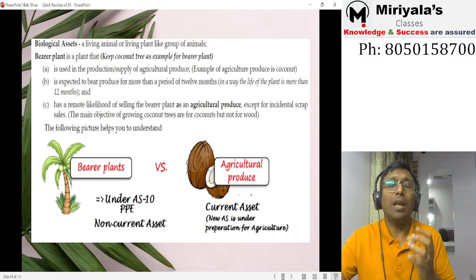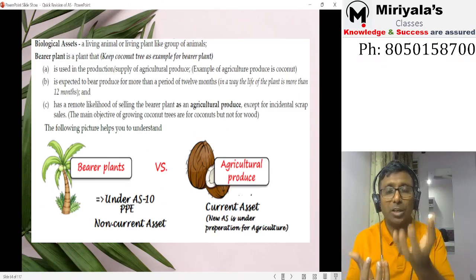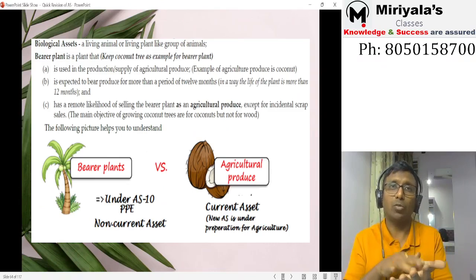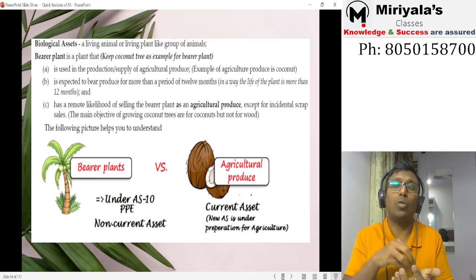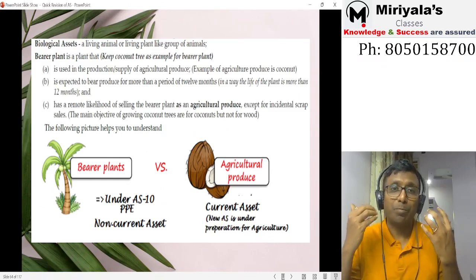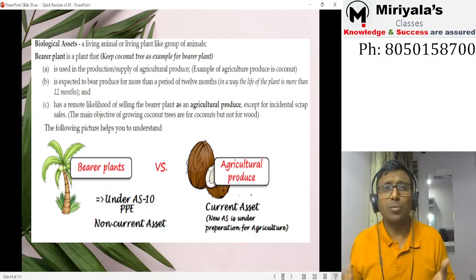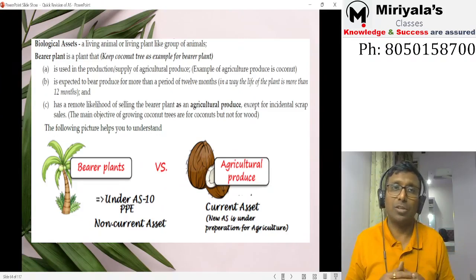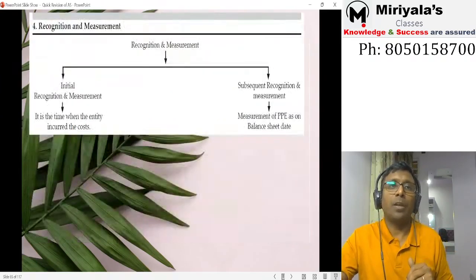Like a mango tree: mango is agricultural produce. Why am I holding this mango tree? Just to get the produce. I want to sell the mangoes, but I don't want to sell the mango tree. So that means there is a remote likelihood of selling the plant. Selling the plant is not my objective, not my intention, unless, suppose it fell down, then I'll sell. That is not the situation. Hope you have understood.